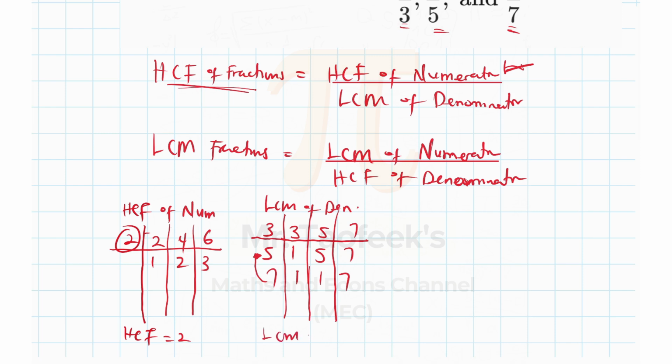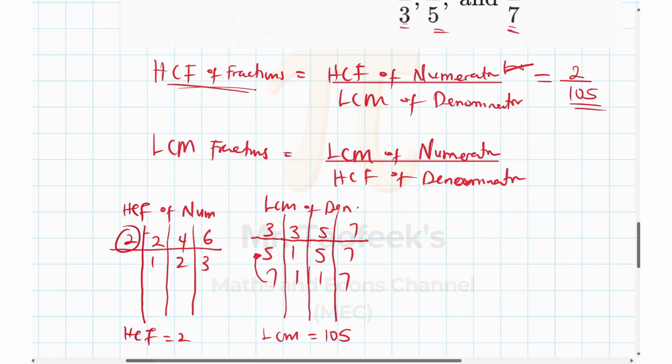So the LCM is 105. Now that we know that, our HCF of the fraction is going to be the HCF of the numerator, which is 2, divided by the LCM of the denominator, which is 105. So this is the answer to the HCF of the fraction.